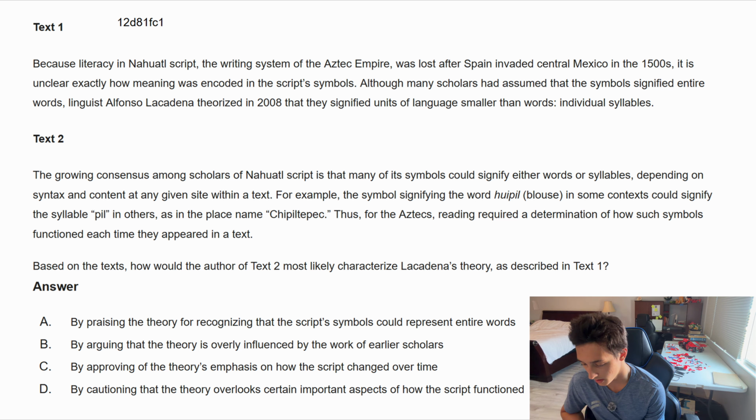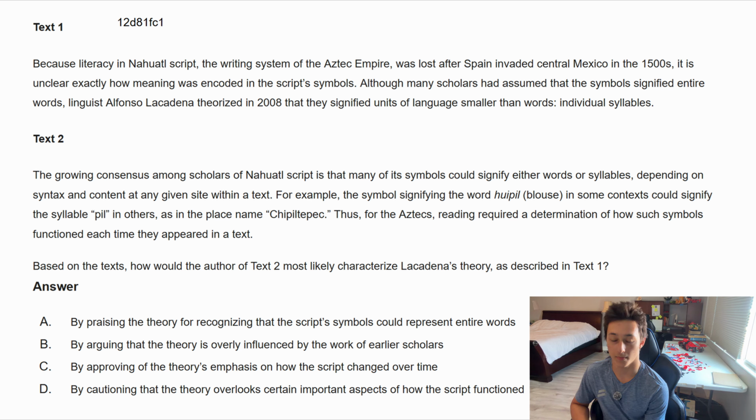By approving of the theory's emphasis on how the script changed over time. So we're not talking about the time aspect here. We're really just talking about what the units of language signify. That's the main thing that I see coming out of this passage. D says, by cautioning that the theory overlooks certain important aspects of how the script functioned. Yes.